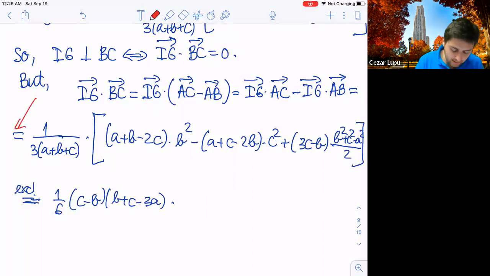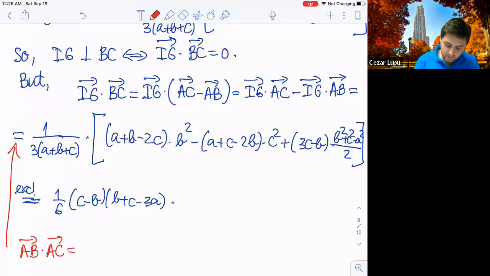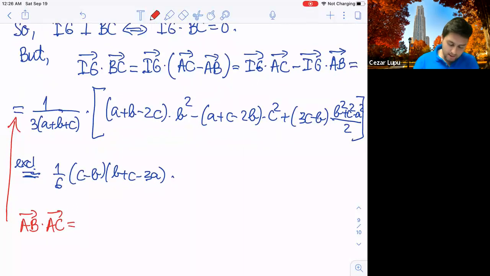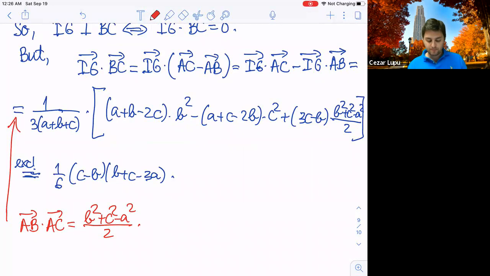Here we use the fact that AB vector dot AC vector, which follows from the cosine law, is nothing else than B squared plus C squared minus A squared, everything over 2. So we have used this, and at the end I got this here.